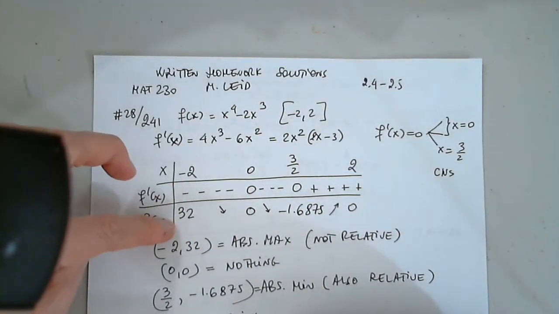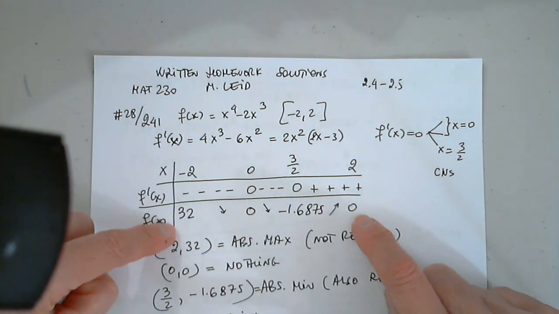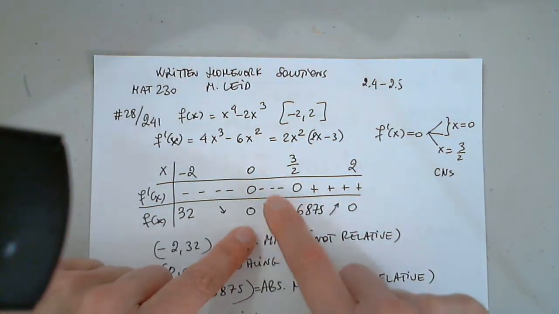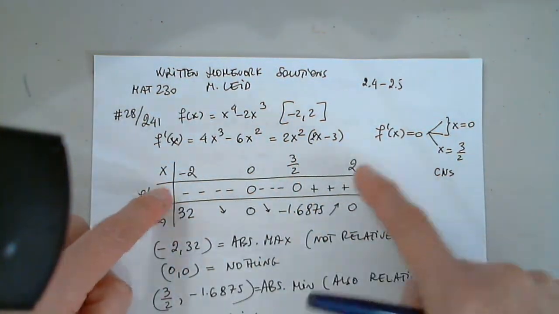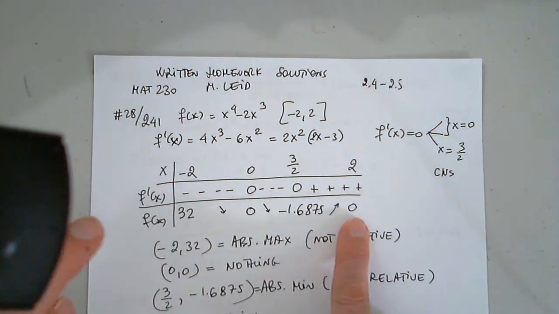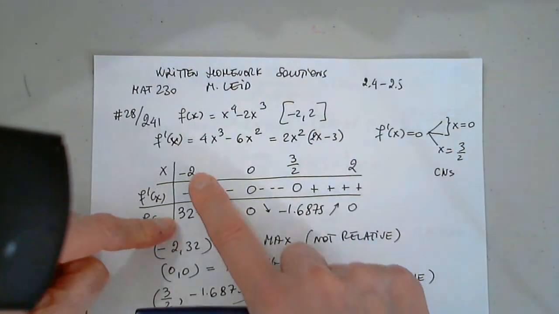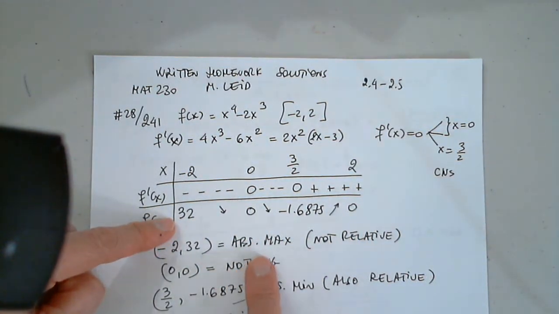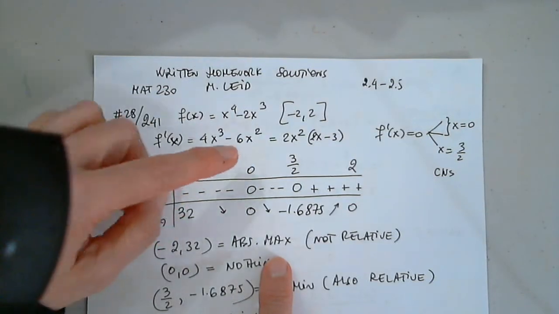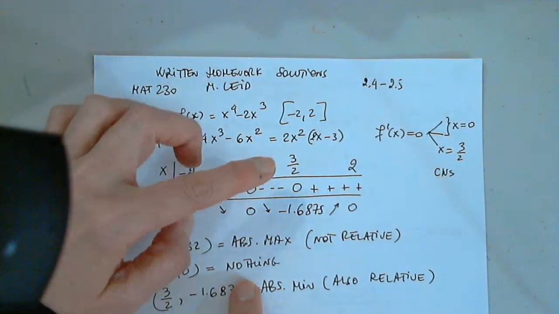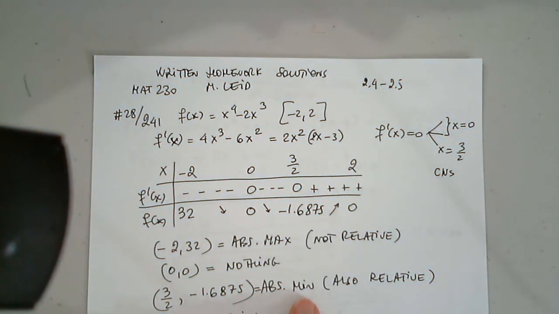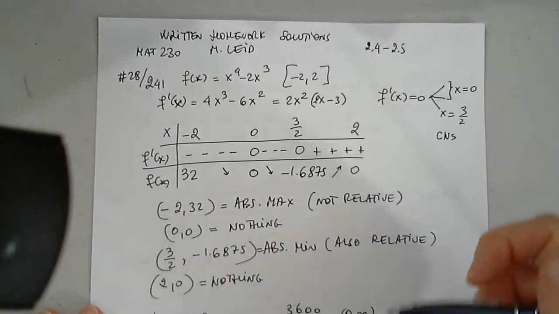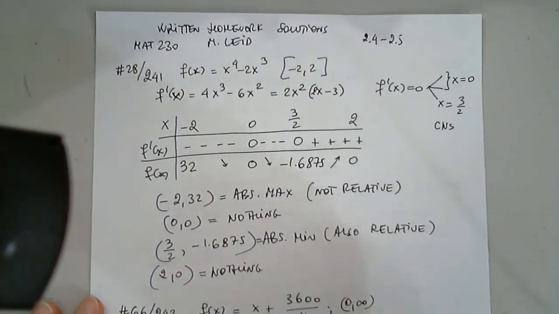And then I have to plug in these numbers. The endpoints are mandatory into the function, as well as 0, as well as 3/2. After I plug in 1, 2, 3, 4 different numbers, I get these. Obviously this point, -2, 32, is the absolute maximum. 0, 0 is nothing. 3/2, -1.6875 is definitely the absolute minimum, but also the relative minimum. And 2, 0 is again nothing.